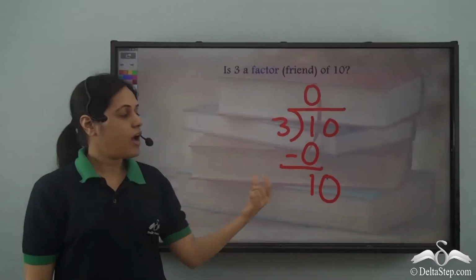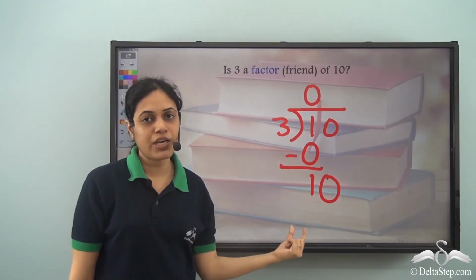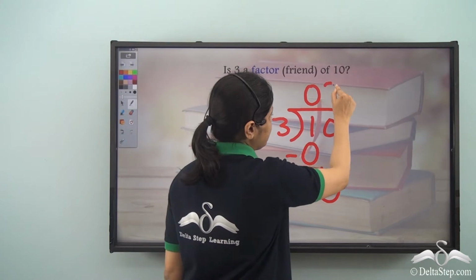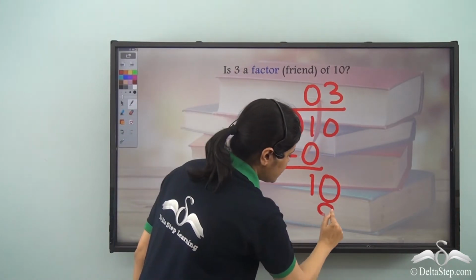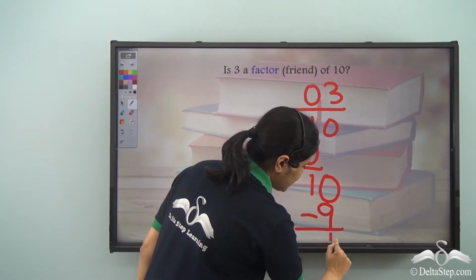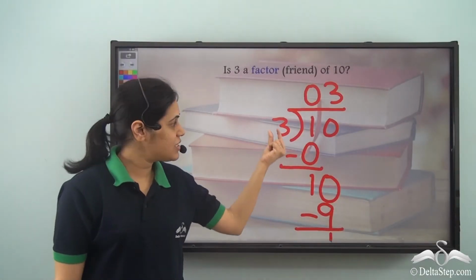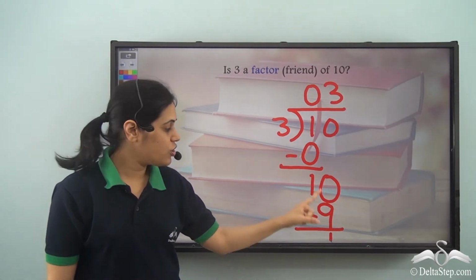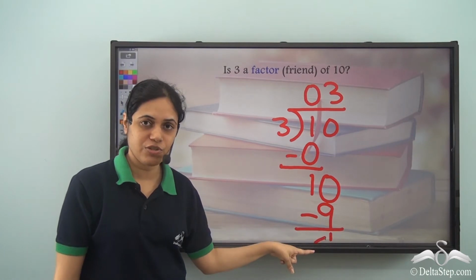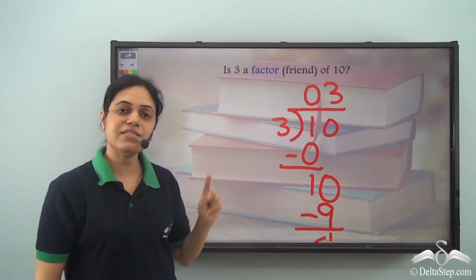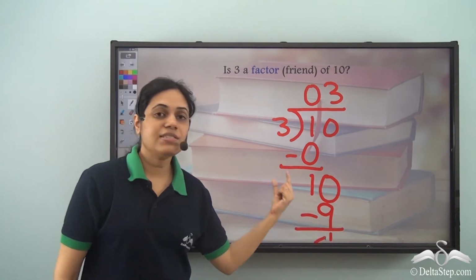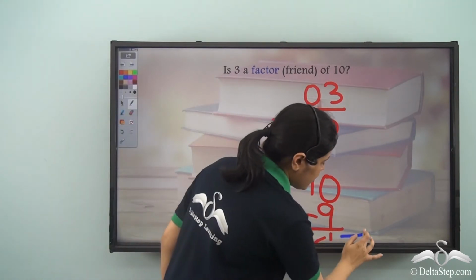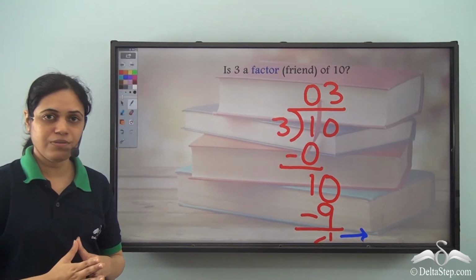Now 10. How many times does 3 go into 10? 3 into 3 is 9 and 3 into 4 is 12. So 3 times 3 is 9 and 10 minus 9 is 1. So how many times does 3 go into 1? Well, I see that 1 is less than 3. So now I cannot proceed with this division because I've got a number which is less than 3. So 1 is the remainder of this division.